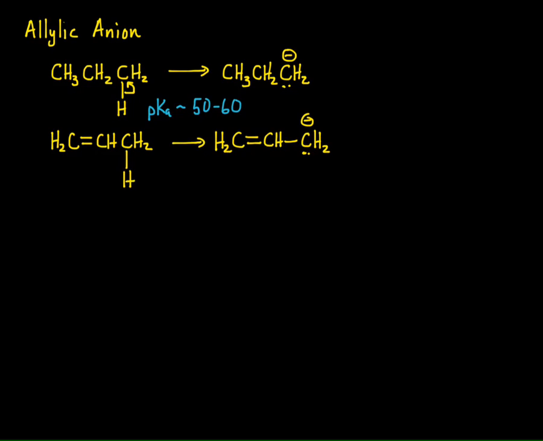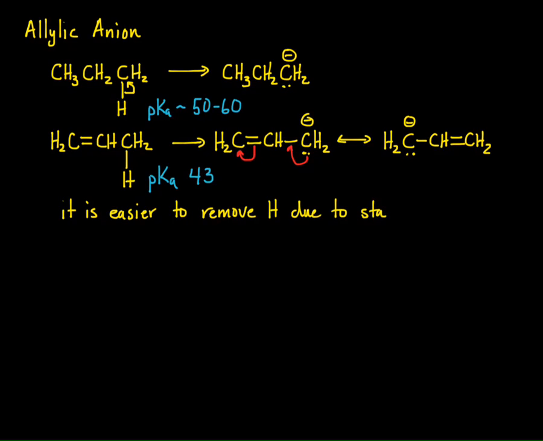Now, treating that carbanion like an sp2 hybridized carbon, I see that I can draw a resonance structure. That resonance structure is going to delocalize that negative charge, which means that we can predict that because the conjugate base is stabilized, the acidity should be enhanced. And indeed, the pKa is 43, so it's a little bit lower, which means that it is more acidic than your typical alkane. And so we see that it's easier to remove a hydrogen due to the stability of the conjugate base.